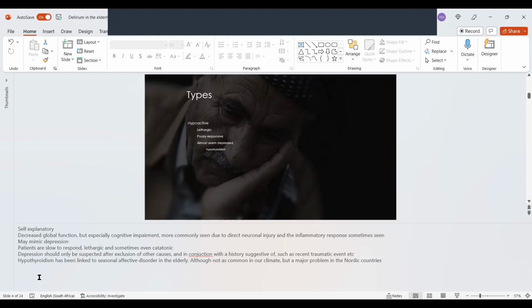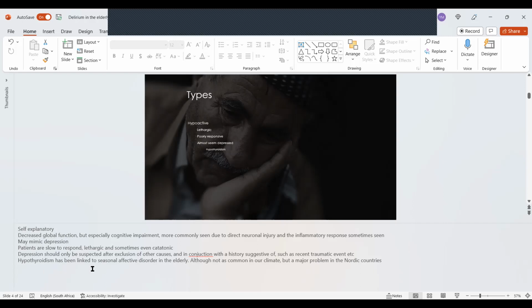So if you were to see an elderly person like this, especially if it's the first episode, remember, not somebody who's got a chronic history of depression or catatonia, that's different. I'm talking about somebody in an acute stage. Don't rush to a psychiatric diagnosis. Depression should only be suspected after exclusion of other causes and in conjunction with a history suggestive of it, such as recent traumatic events, or the two grandkids died this morning in a fire. I mean, that you would expect anybody to become depressed. So that's different, but if there's no history suggestive of that, it's very, very difficult.